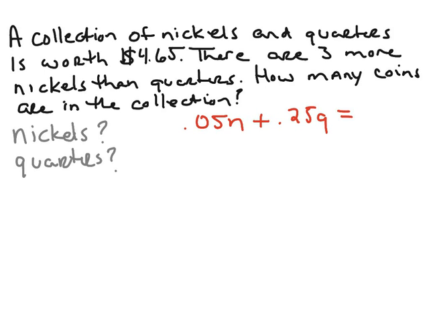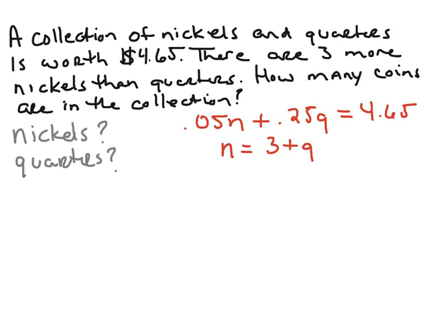Equals, I know all of these nickels and quarters combined make a total of $4.65. So my first equation is 0.05 N plus 0.25 Q equals $4.65. Now I'm going to write a second equation, and it's going to come from the second sentence, which says that there are 3 more nickels than there are quarters. So in other words, the number of nickels is equal to 3 plus the number of quarters. The second equation is N equals 3 plus Q.